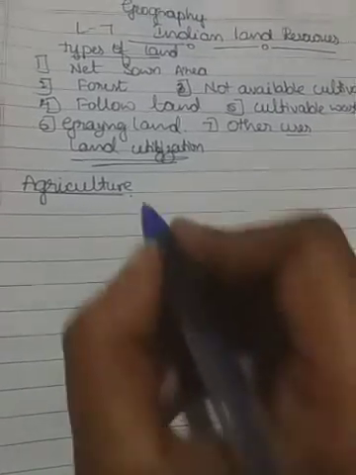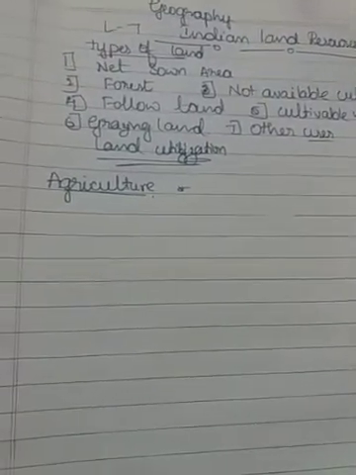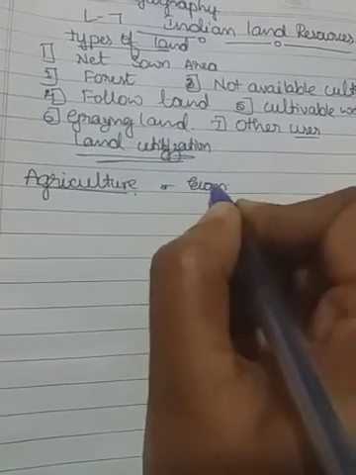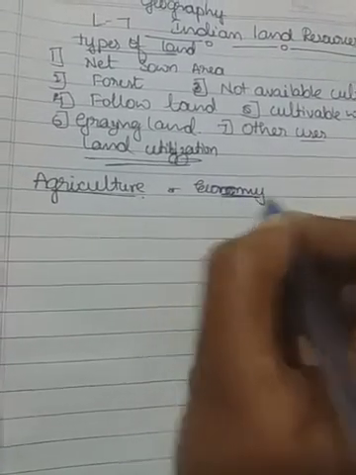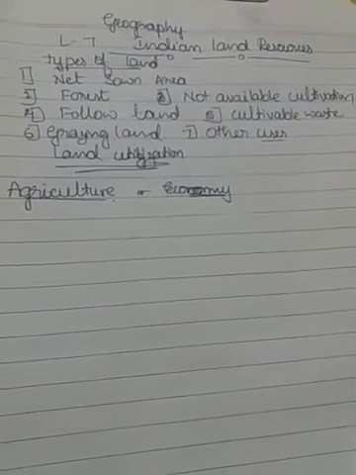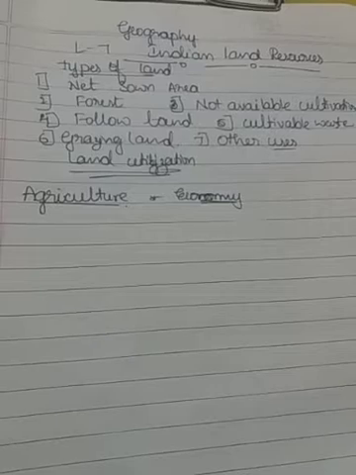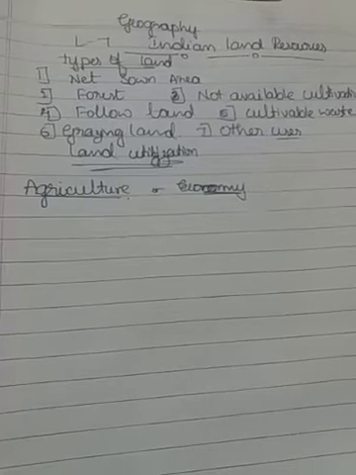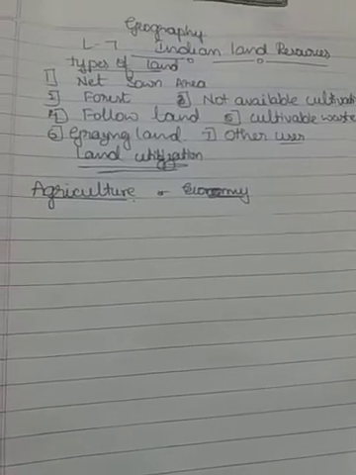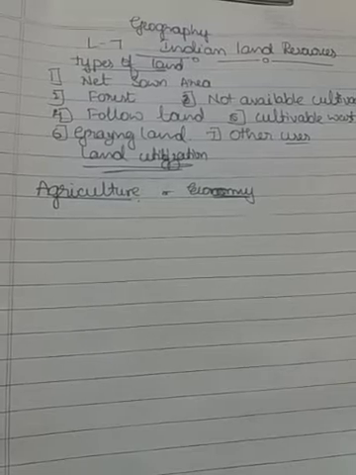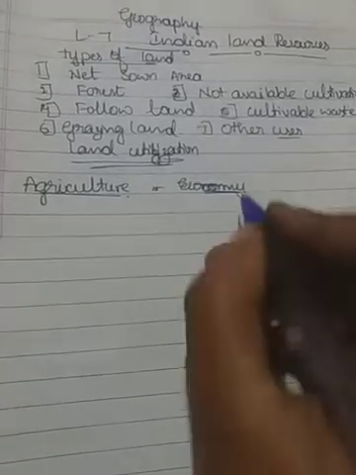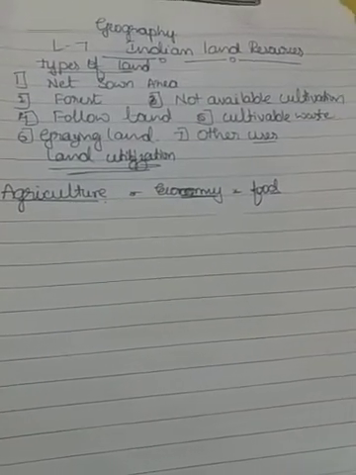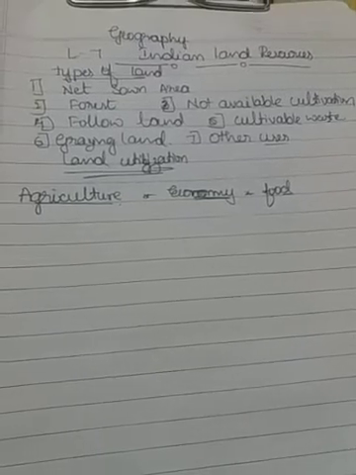What is the importance of agriculture? Let us see. Agriculture improves the economy, because everybody knows that India is a country of villages. Their main occupation is agriculture, and the national income of the country comes from agriculture. That's why agriculture is referred to as the backbone of the Indian economy. It also provides food for the people. That is very important. Without money we can live, but without food we can't live.